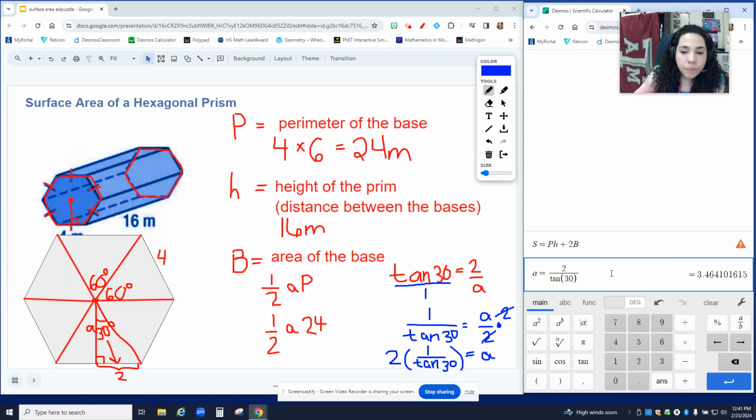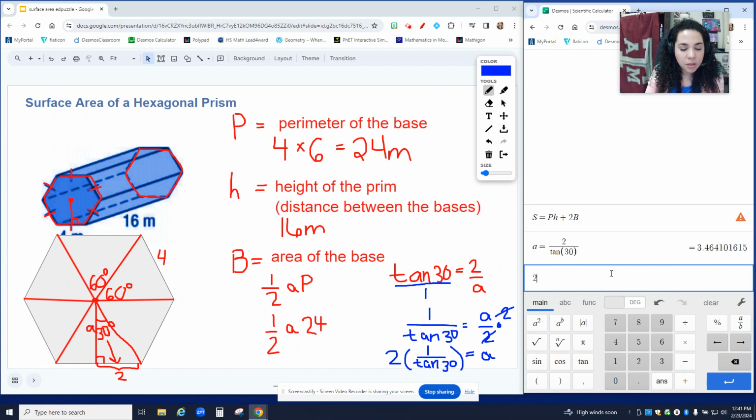So notice here that's the same as 2 times the square root of 3, right? You see how those values are the same? So if you know those facts with the 30, 60, 90 right triangle, that helps you out a lot. It'll save you some time. Okay, so capital P was our perimeter of the base. We already know that that's 24.